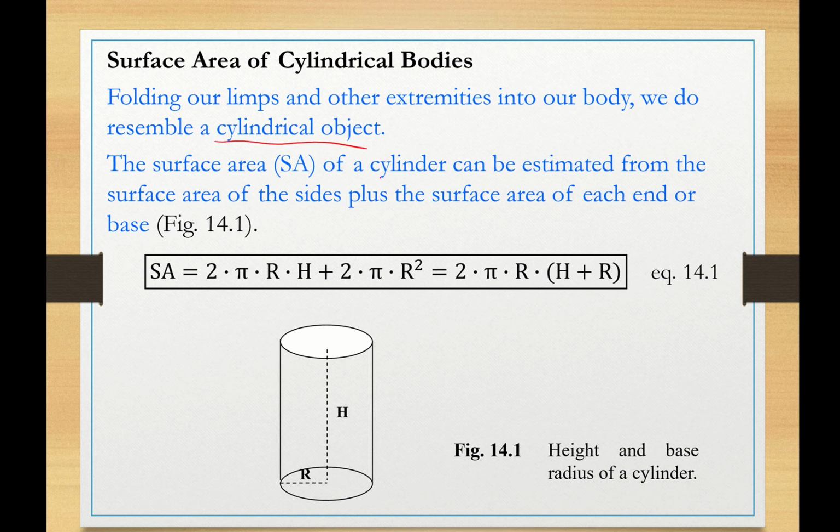Now, the surface area of a cylinder can be estimated from the surface area of the sides, as you see here, plus the surface area of each of the bases. So we know that the surface area of the sides is 2 pi r h, and the surface area of the base is pi r squared, and we have two bases, so that would be 2 pi r squared. So equation 14.1 expresses the surface area of a cylinder.